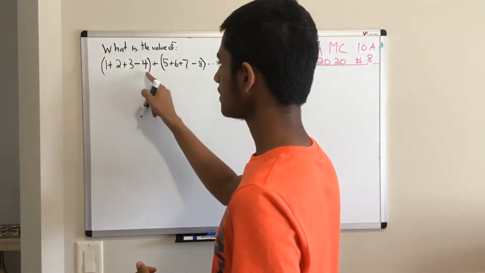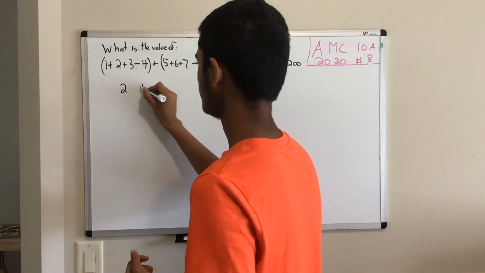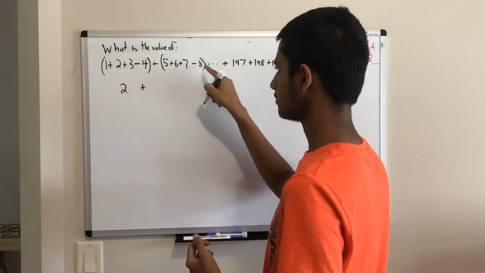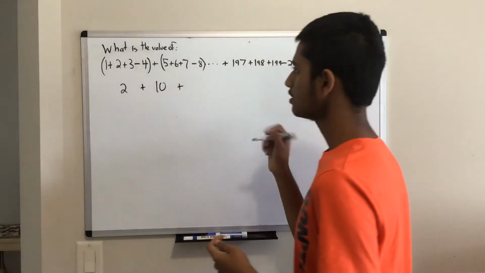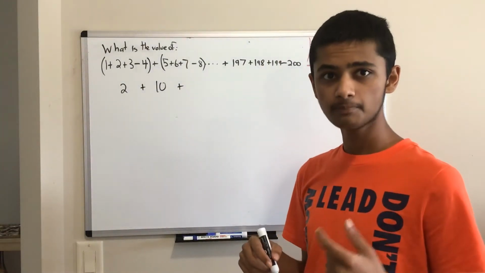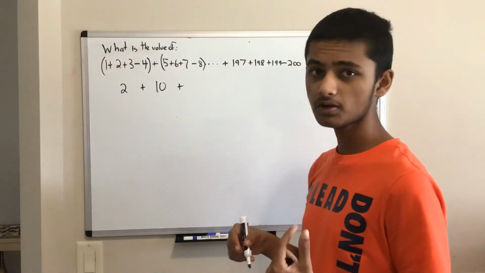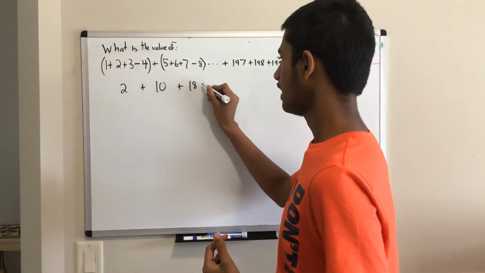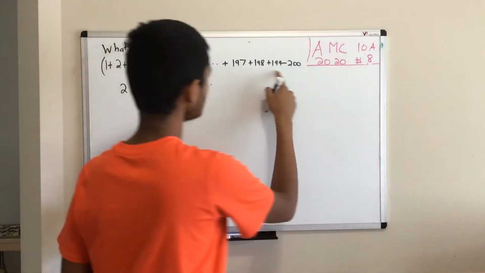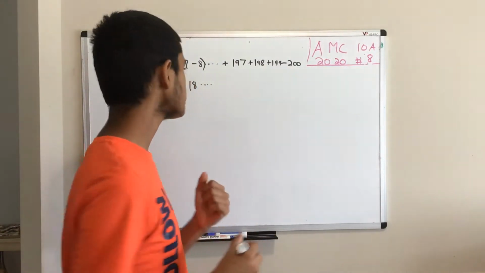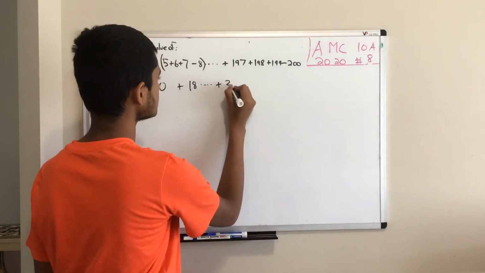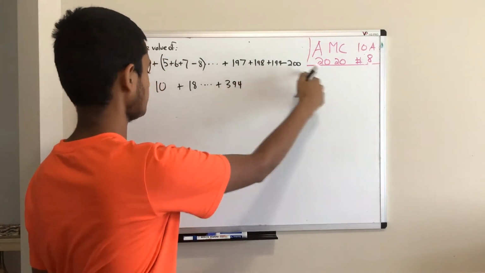So let's just try rewriting it in terms of groups of 4. So 1 + 2 + 3 - 4 is 2. And then +5 + 6 + 7 - 8, that's going to be 10. And then the next one is going to be +9 + 10 + 11 - 12, and that's going to be 18. And all the way to the end over here, 197 + 198 + 199 - 200. And that's basically 394. The number is 394 for that.